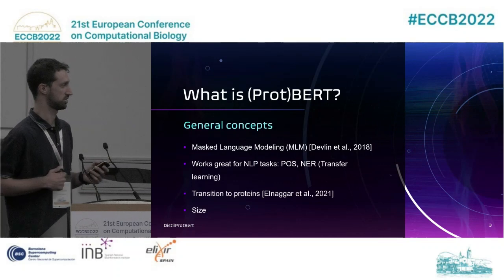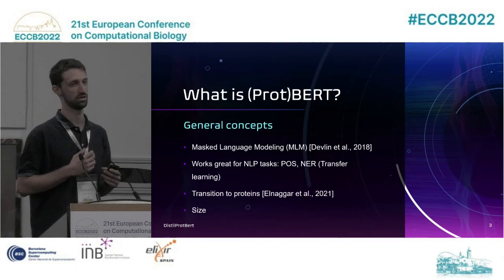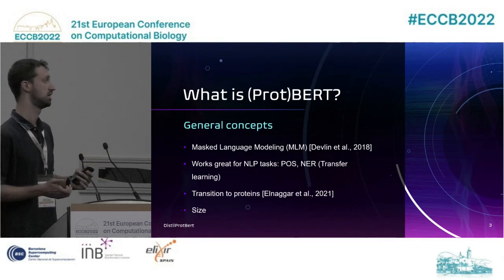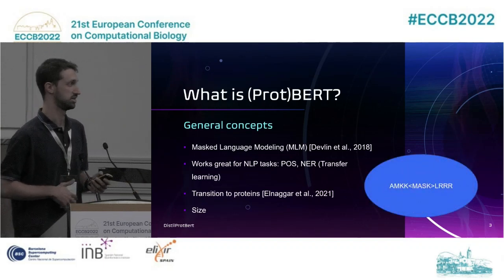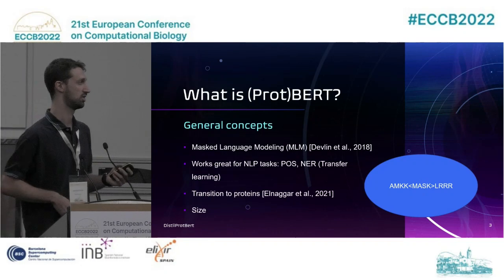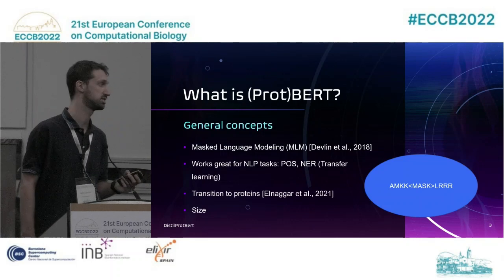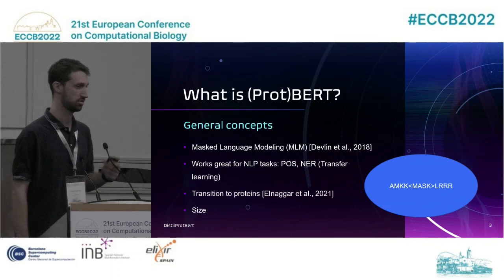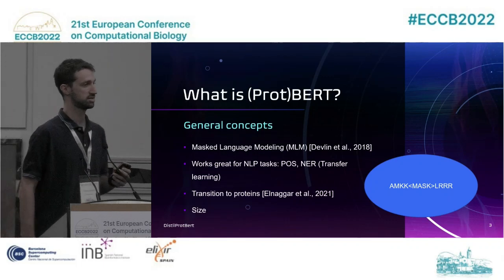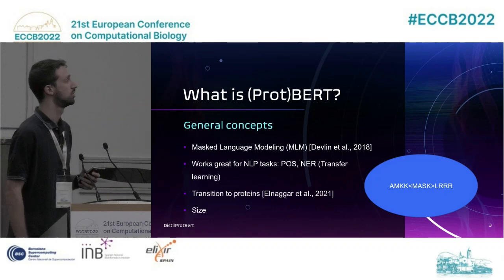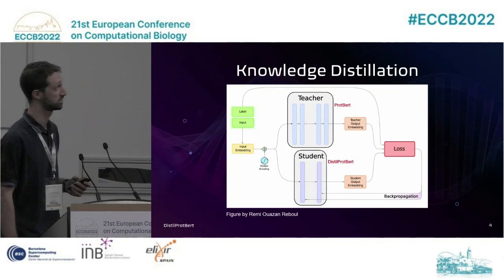And then there was the group from Burkhard Rost, which thought about taking this model and using it for proteins, where you take the sequence, mask some of the amino acids, and ask the model to predict what the missing one is. So it might be K, R, or any other one. But the problem with these models is that their size is very, very big. So what we did is we tried to optimize this size by using the knowledge distillation method.